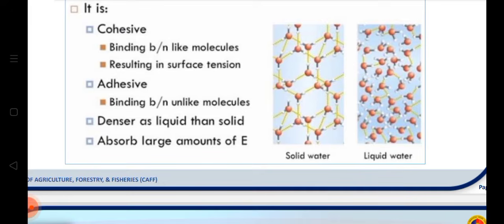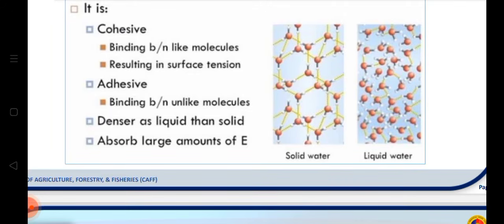Then we have water absorbs large amounts of energy, or we're referring to high specific heat. So meaning water can absorb a lot of heat without a big temperature change. So why does this matter? It stabilizes temperatures in organisms and environments. For example, in agriculture, the high specific heat of water helps buffer temperature fluctuations in crops, soil, and post-harvest storage, so it is critical for maintaining quality and shelf life.